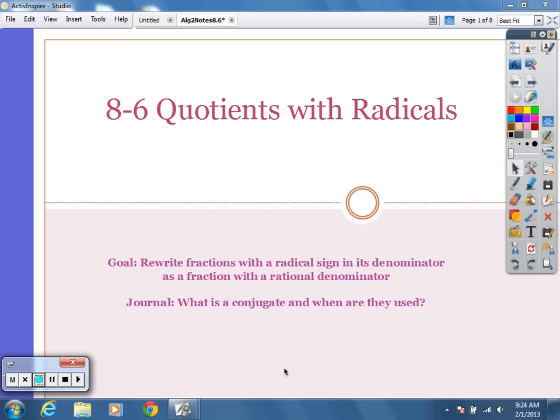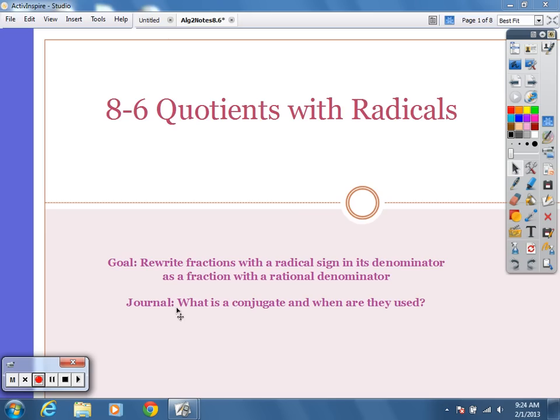Hello, hello. This is section 8.6, and today we're talking about quotients with radicals. This is one of my favorite sections. I really like to rationalize denominators. It's kind of a fun process, and most students, if you can multiply radicals, do really well with this.